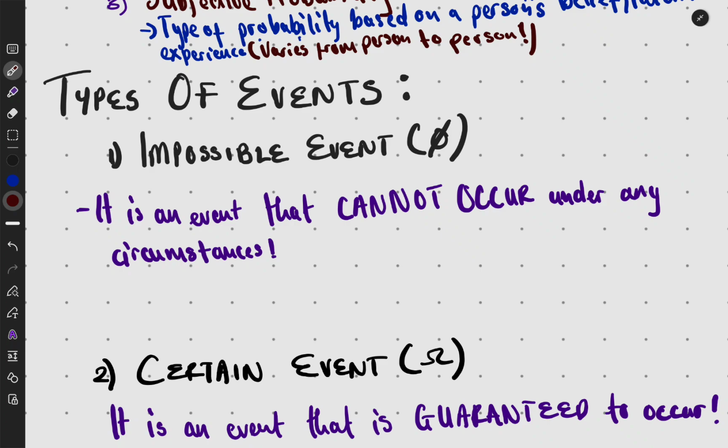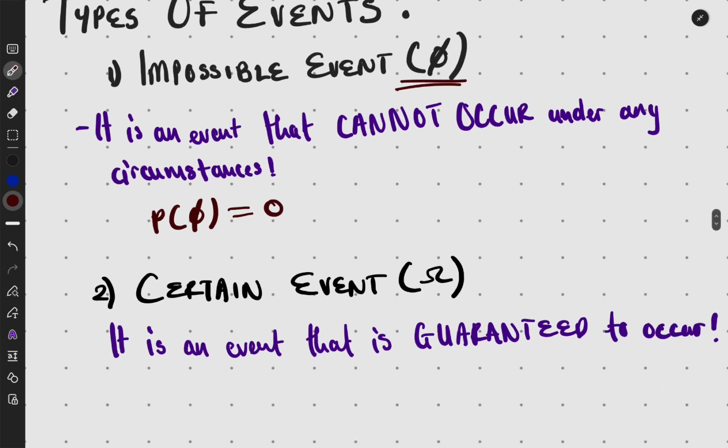If you have an impossible event, it is just an event that cannot occur under any circumstance. We represent it by the sign of the empty set. This is an impossible event, and the probability of that event is going to be 0. You can't say the probability is equal to the empty set. No, the probability is a value which is going to be equal to 0. That is for an impossible event because it cannot occur under any circumstance.